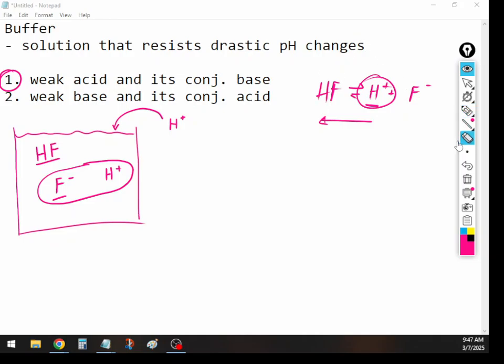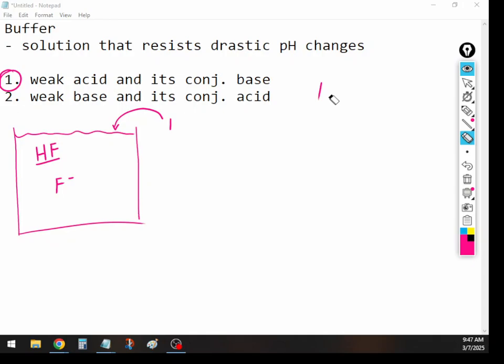So if you have HF, if you have an equilibrium equation, and therefore Le Chatelier's principle applies, would it be a buffer? Sorry, I didn't understand that. Let me answer your question later. Is that okay? Yeah. Sorry.